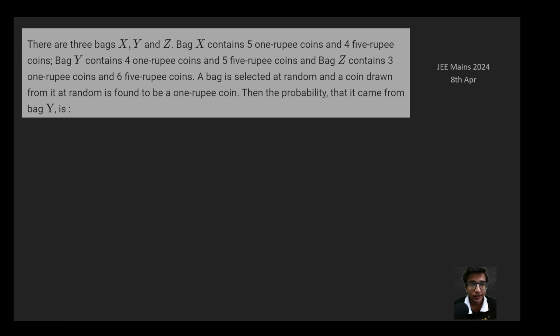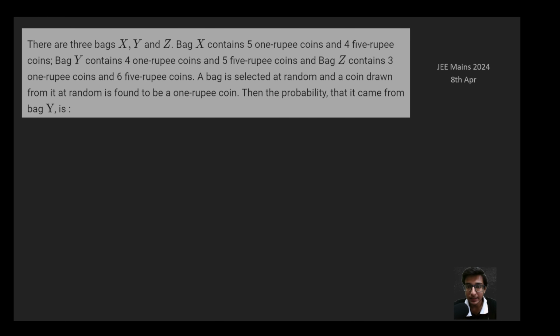So let us start with this question. Again, a question based on Bayes' theorem. There are 3 bags given, X, Y and Z. Bag X contains 5 1 rupee coins and 4 5 rupee coins. Y contains 4 1 rupee coins and 5 5 rupee coins. And Z contains 3 1 rupee coins and 6 5 rupee coins.